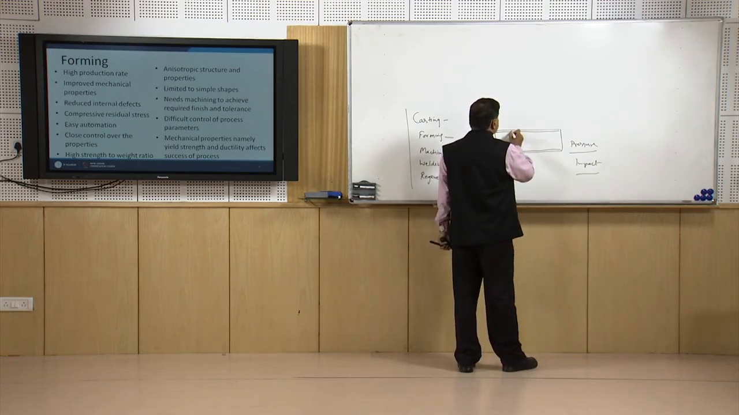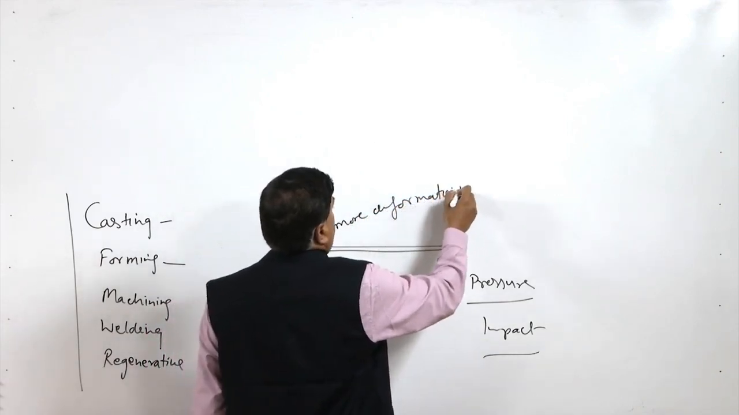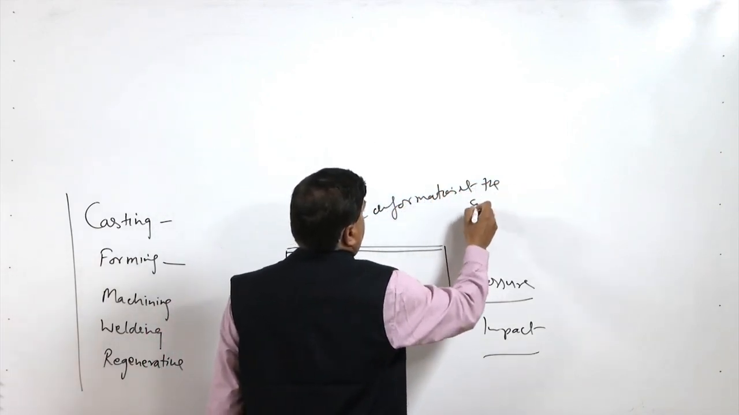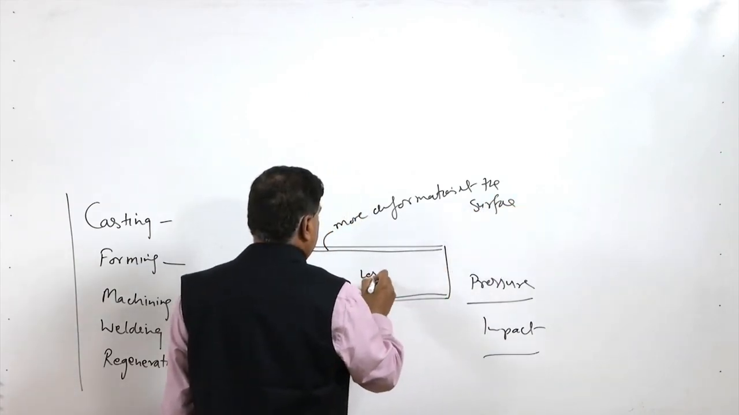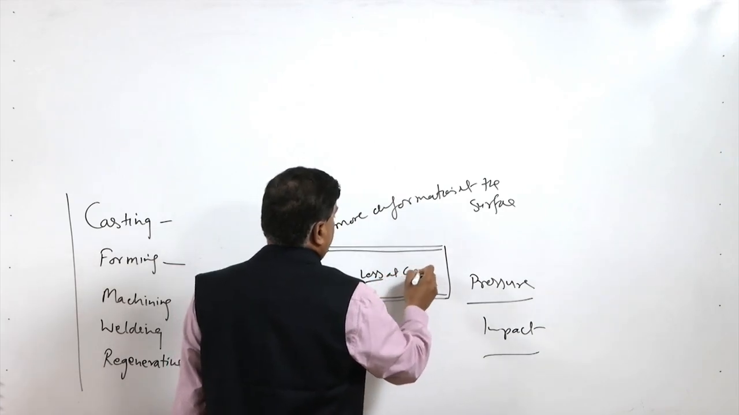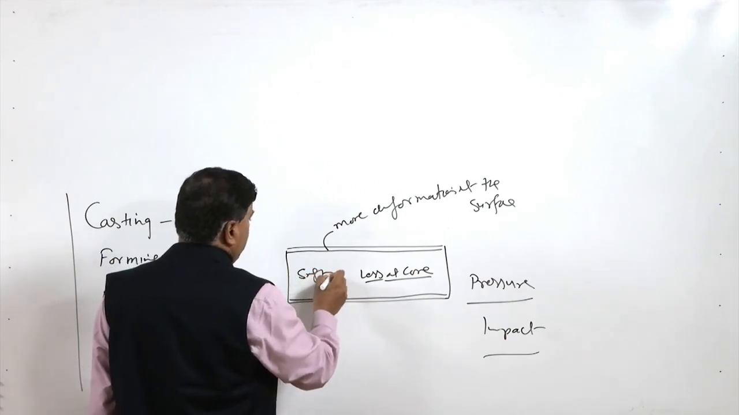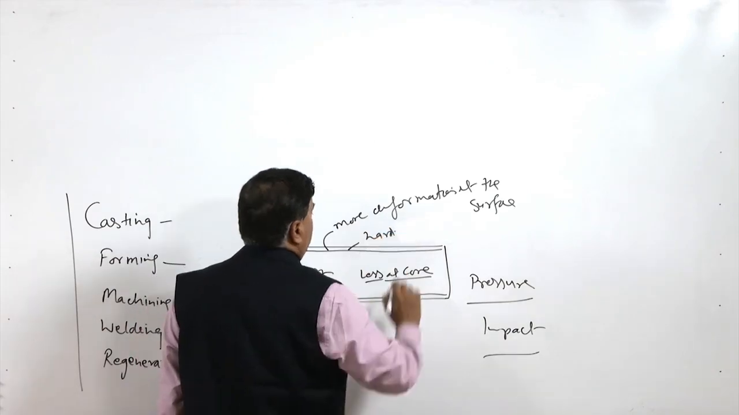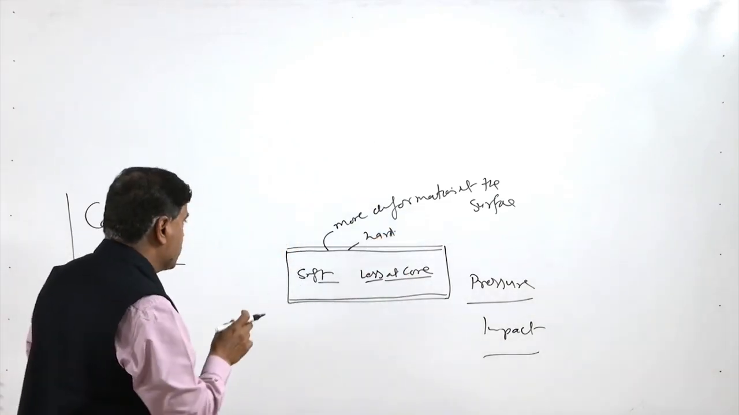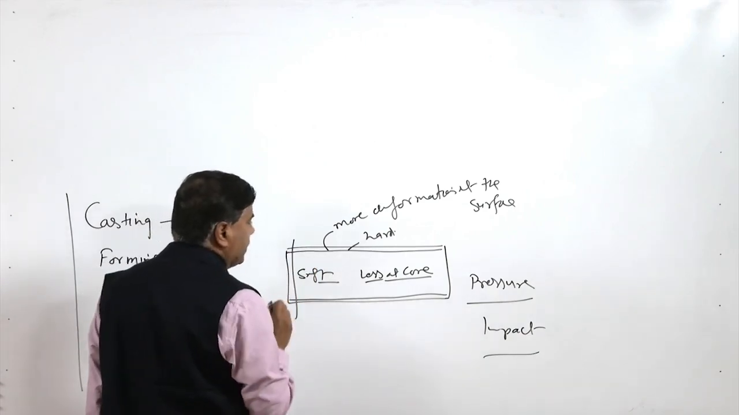And because of this differential deformation, there is more deformation at the surface and less at the core. So, because of this the core remains soft and the surface becomes hard because of the increased hardness. So, this simply leads to variation in properties of the material.